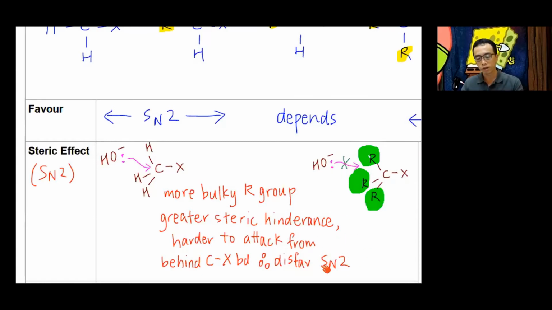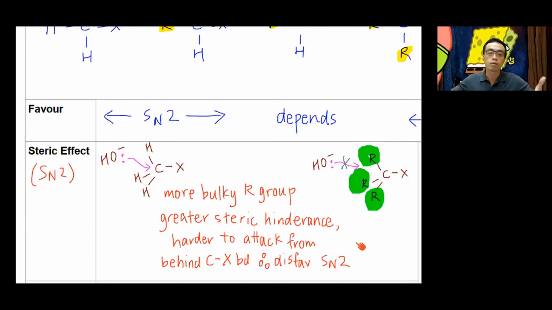Of course, if you disfavor the SN2 mechanism, it doesn't matter. You can always go by another way. You can go by SN1, correct? If it doesn't go by SN2, I can always go by SN1. But the idea involving steric effect is this: the bigger the size, the bulkier it is, the greater the steric hindrance. Steric hindrance is just a technical term for saying that it acts as a physical barrier to block the entry of your incoming group.